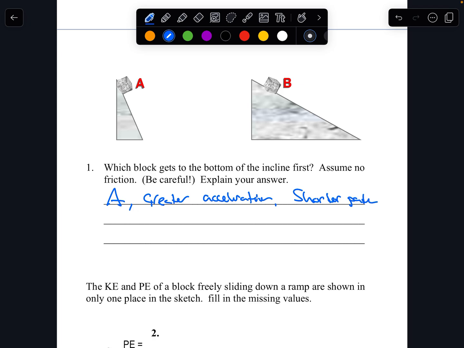Now, you should not be confused, because A and B both end at the same position and start at the same position. So both A and B will end with the same velocity, but block A will get to the bottom first because the path is shorter. It accelerates at a higher rate and reaches peak speed earlier.